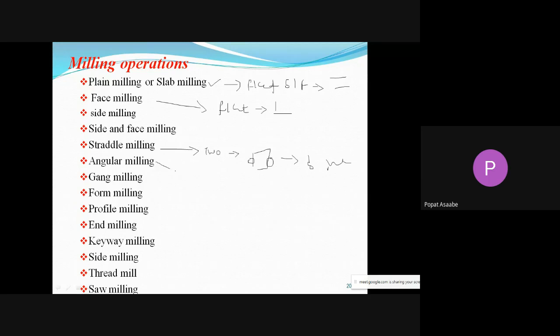Again, angular milling is used to perform angular machining operations on the workpiece. For example, a V block we can produce with the help of angular milling.